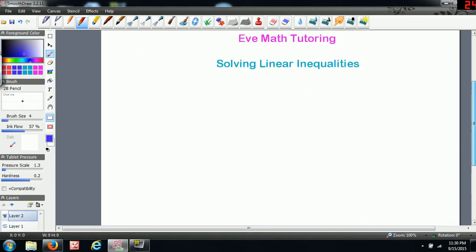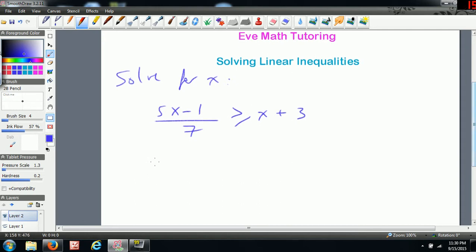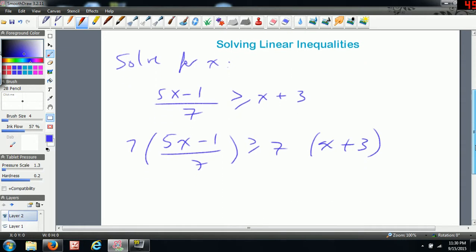So say you have something like the following. You have a greater than or equal to sign. Same thing, you just imagine it to be an equal sign and think, how would you solve this equation if this were an equal sign? And you know that you would just multiply both sides of the equation by 7 to eliminate that fraction first. And whatever you do to one side of the equation, you have to do to the other. So following the same rules as equations.